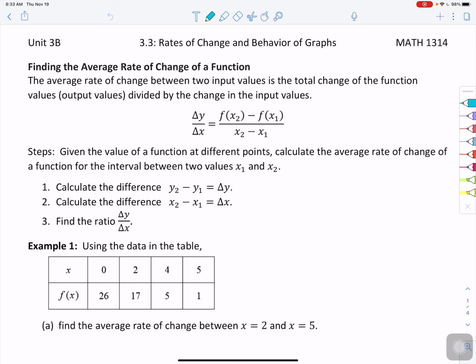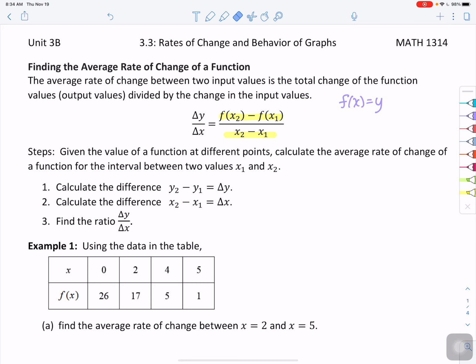The average rate of change between two input values is the total change of the function values, the output values, divided by the change in the input values. So as you can see here, this is the change in y over the change in x. Remember, f of x equals y. Anytime you see f of x, we want to think about y. So these are y values divided by x values, and of course they're the difference in those.